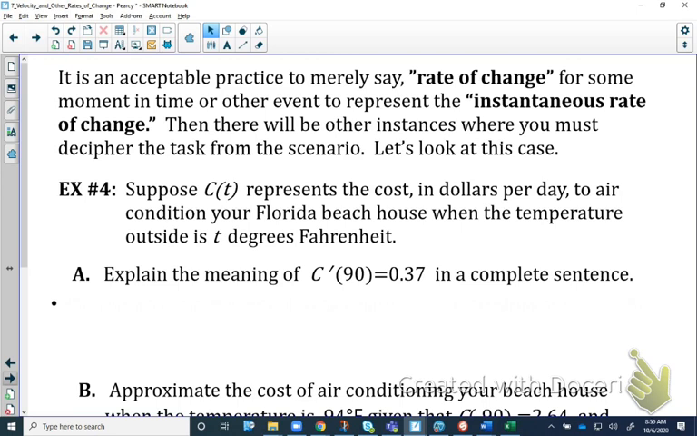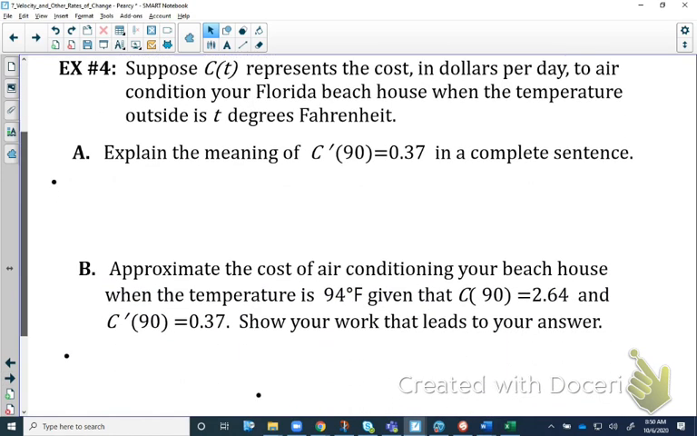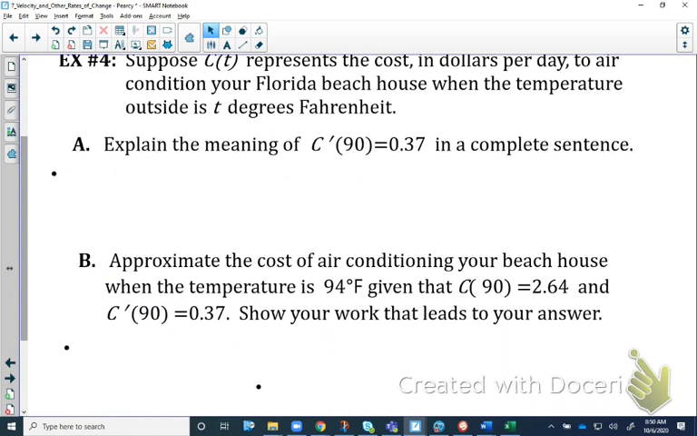So in this example, example 4, we have some function C of t that represents the cost in dollars per day to air condition some Florida beach house where the temperature is in degrees Fahrenheit. So here we have, again, explain the meaning of the derivative. C prime of 90 is equal to 0.37. Again, I want you to pause the video and attempt to answer that in a complete sentence, and then hit play and see how your sentence and my sentence compare.